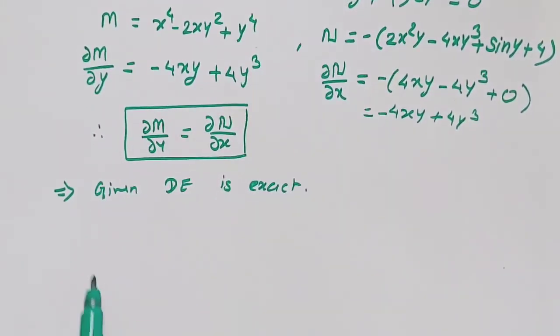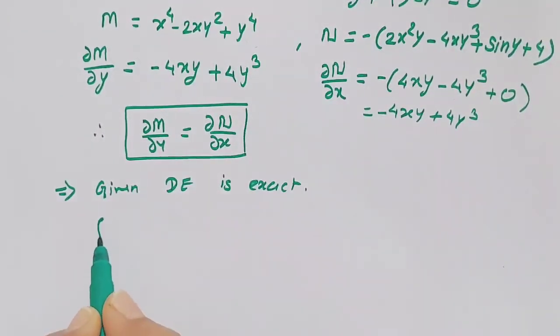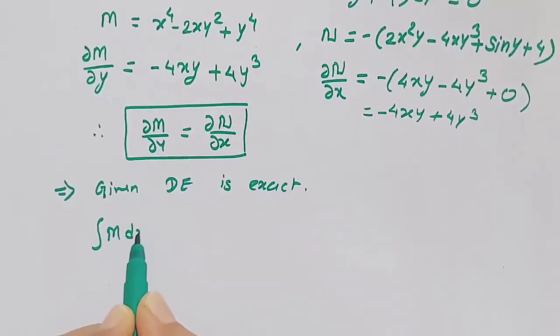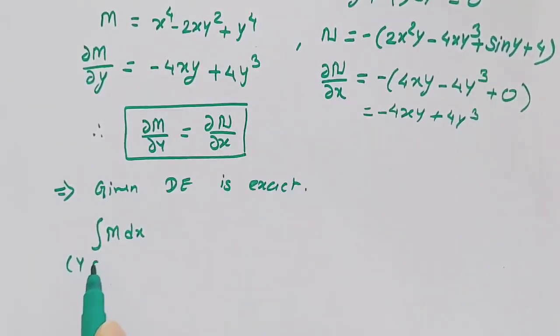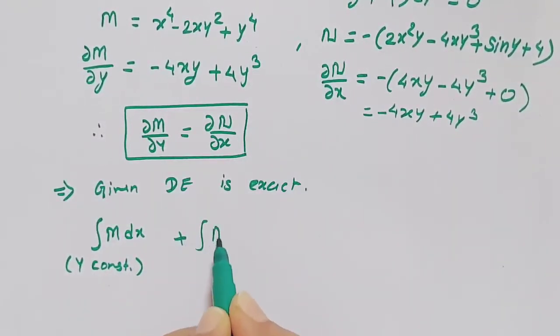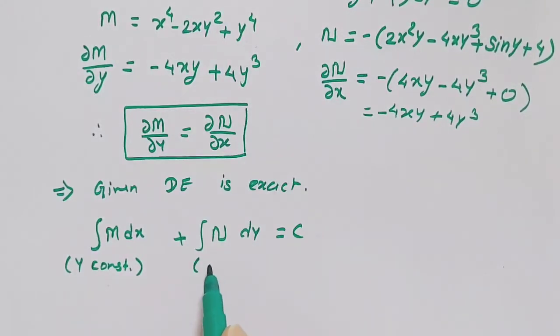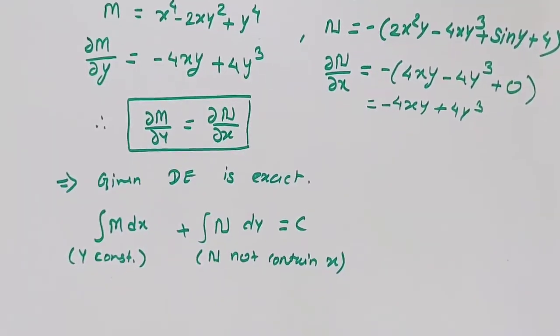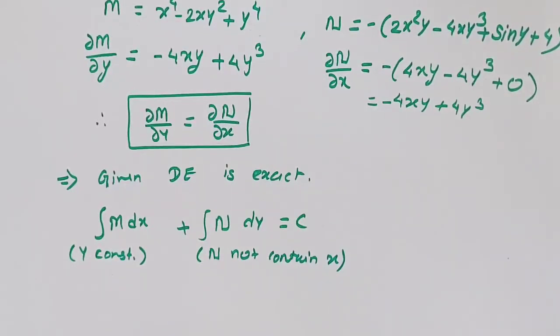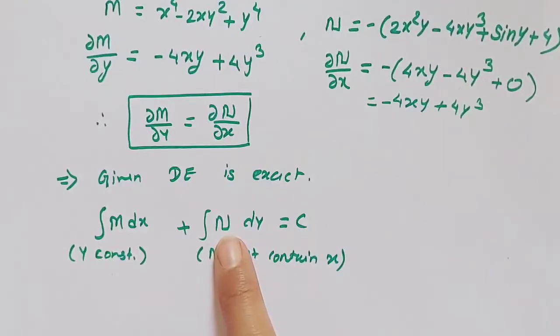And we know that the solution of an exact differential equation is the integration of M dx, where we take y constant, plus the integration of N dy equals c. In this second integral we take only those terms of N which do not contain x. So the term which contains x, you have to skip, and the remaining terms without x will come here.